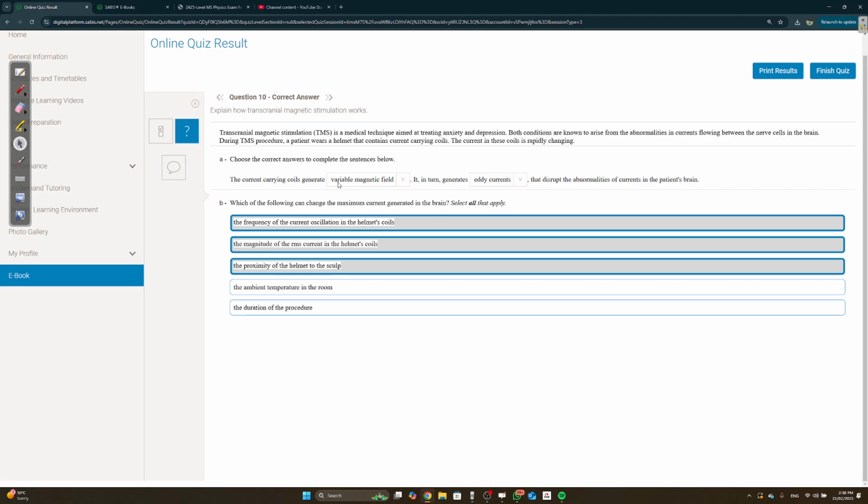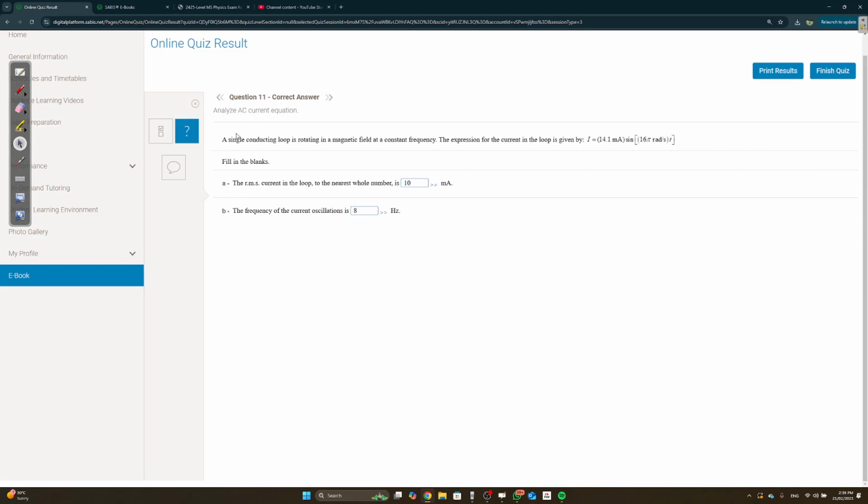Which of the following can change the maximum current generated in the brain? Okay, let's see here. The frequency of the current oscillation: sure, if there's a higher frequency of current oscillation, then there's going to be more maximum current, right? The magnitude of the RMS current: sure, isn't I_RMS equal to I_max over root 2? So if you change I_RMS, I_max will also increase, right? The proximity of the helmet to the scalp: sure, how far the helmet is from the scalp. If the helmet is very far, then it will be smaller. If you get it closer, then it will be better. The ambient temperature, no. The duration, no. Why would that adjust? We never spoke about time.